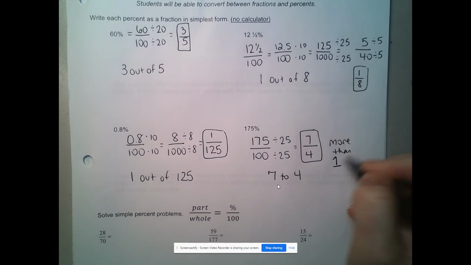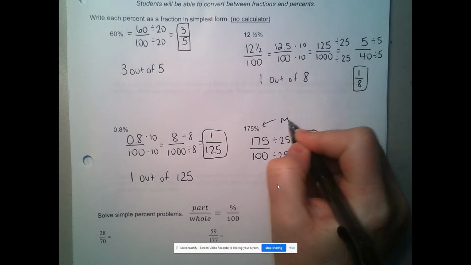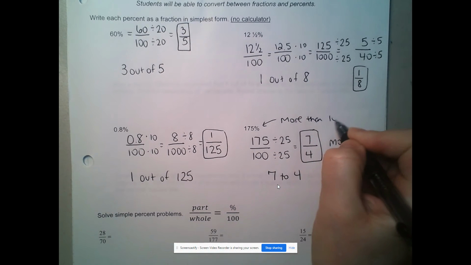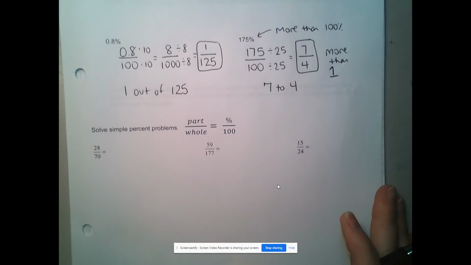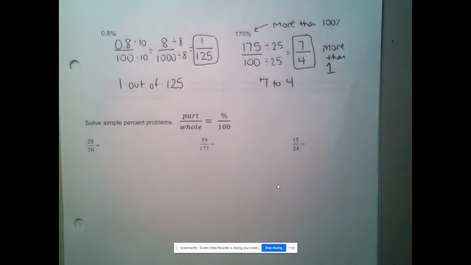And the reason it's worth more than 1 is because this was more than 100%. So don't get weirded out by that. It does happen. Now, what if you don't have nice, friendly percents? What if you have those statistics?